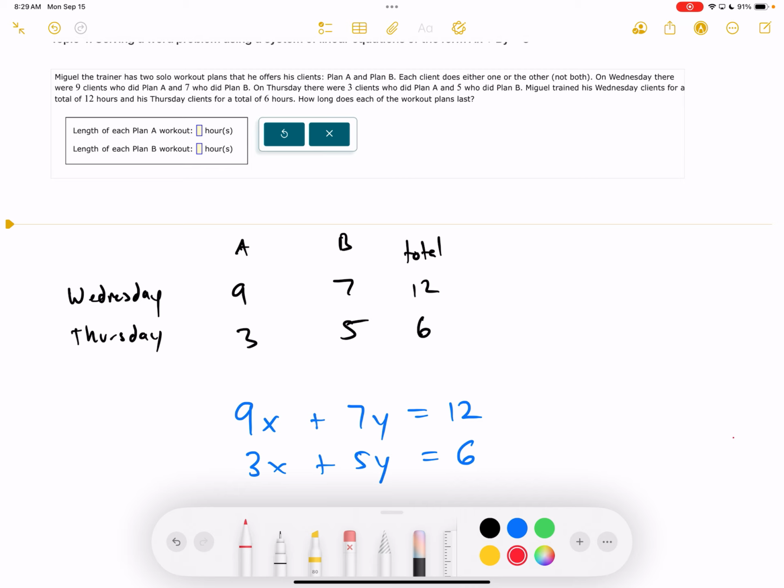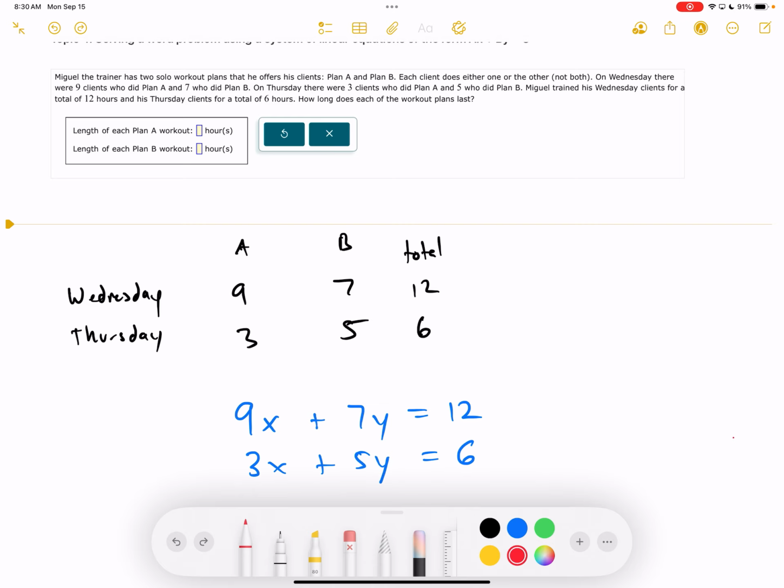Look at the second to last sentence, where it says Miguel trained his Wednesday clients for a total of 12 hours, that's going to be one equation. Where it says the total amount, that's my Wednesday. So Wednesday is going to be one equation and Thursday is going to be one equation. If you try to make one equation be Plan A and one be Plan B, it doesn't work out quite right, because what do we do with the total? A plus B would be my total. So you always want to look at that second to last sentence and figure out my total amount, and that'll tell you what my equation is.